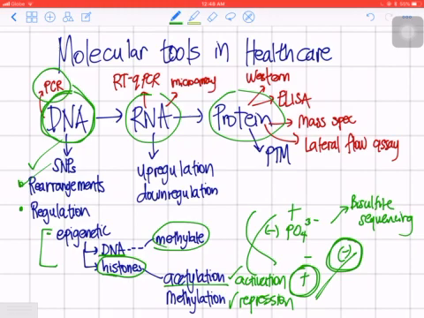Alright, so now let's move on to RNA, okay, changes in RNA. So it's possible that you have RNA upregulation because RNA is made from DNA, and if you have upregulation, it means you're producing more of the gene. Okay? And downregulation, this obviously means that it's going down, right?